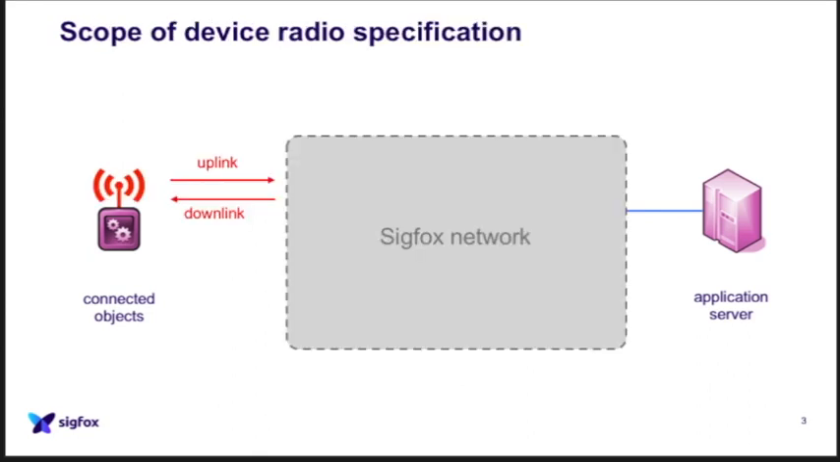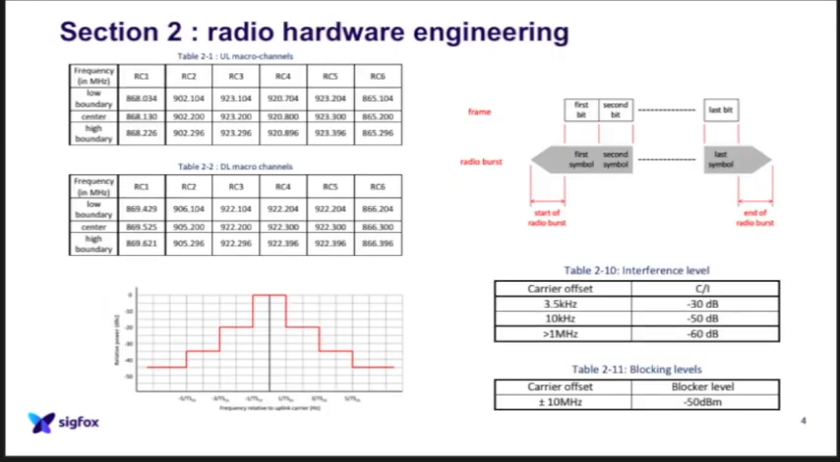In this presentation, we are going to talk about the device radio specification, which is focused on the device radio interface. Radio hubs and Sigfox Cloud are not detailed. Therefore, the present document will only speak about the Sigfox network in general. As usual, uplink transmission is from a device to the network, and downlink is from the network to the device. Okay, so having said that, let's move to the document itself.